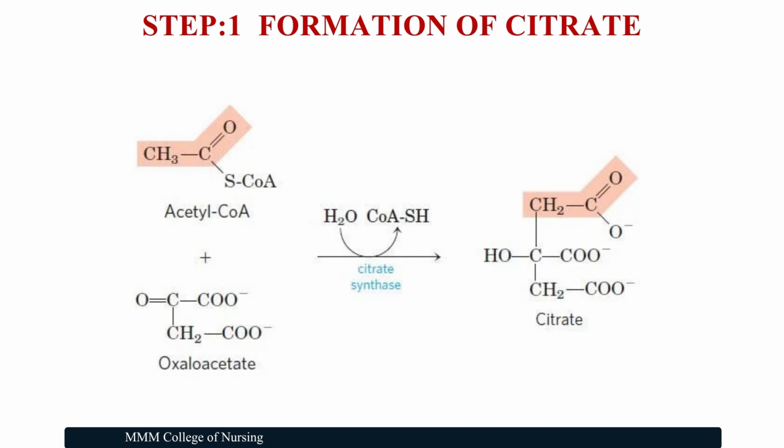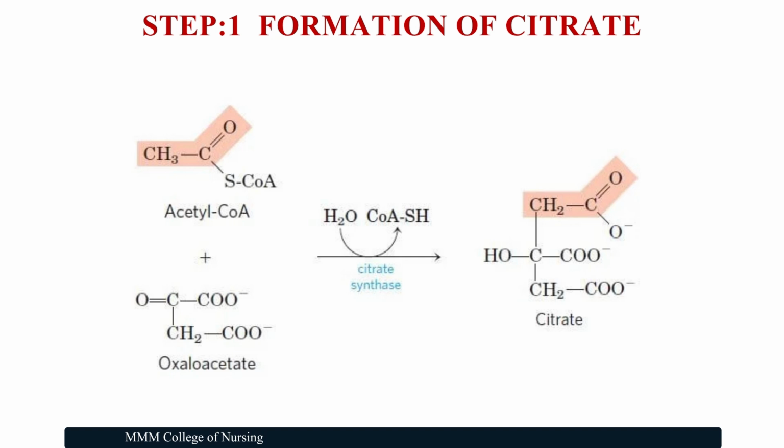Step 1 is the formation of citrate. The cycle starts when acetyl-CoA, which is a 2-carbon molecule, combines with oxaloacetate, which is a 4-carbon molecule. When these two join together, they form citrate, which is a 6-carbon molecule. The enzyme that does this job is called citrate synthase.